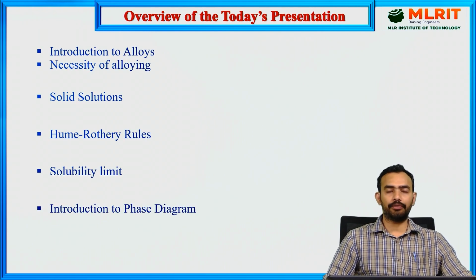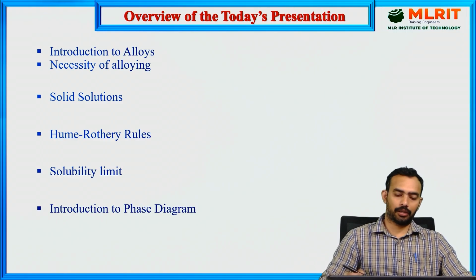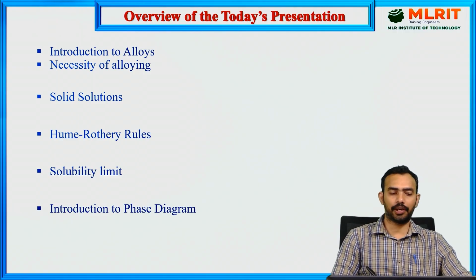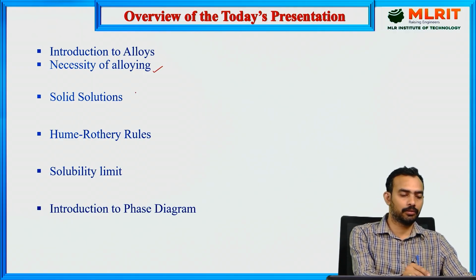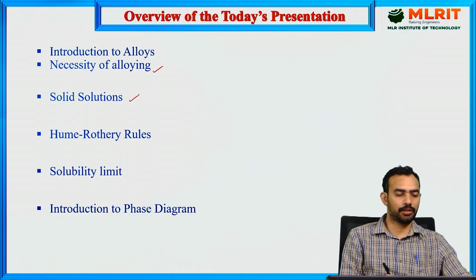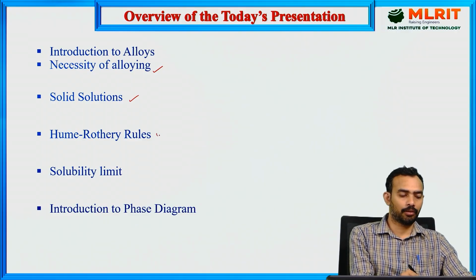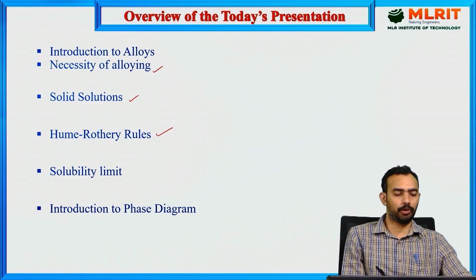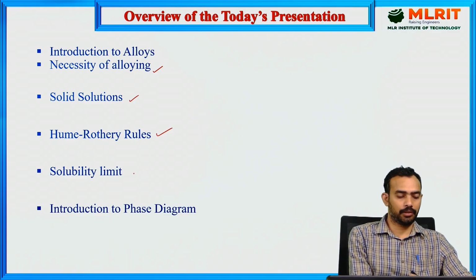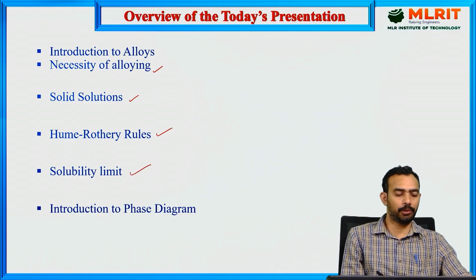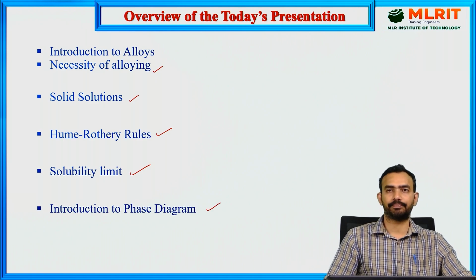This is an overview of today's presentation. First, we will discuss the introduction to alloys, then the necessity of alloying, then solid solutions and basic terminology, which we have already seen in Unit 1. Then we will talk about Hume-Rothery's three rules. Then what we mean by solubility limits, and then we will come to the introduction to phase diagrams.